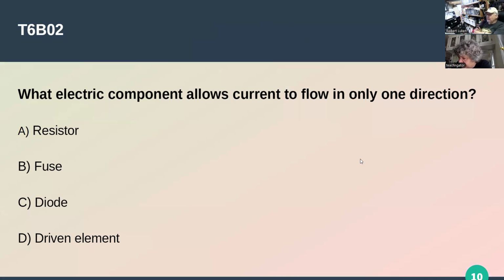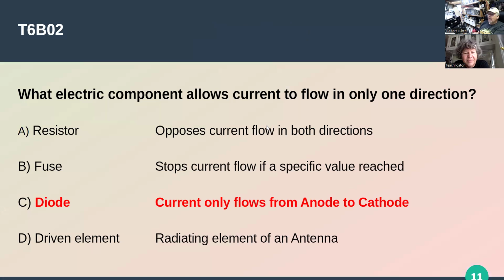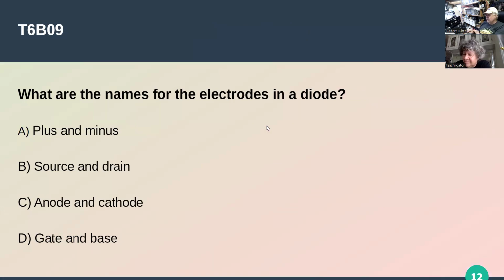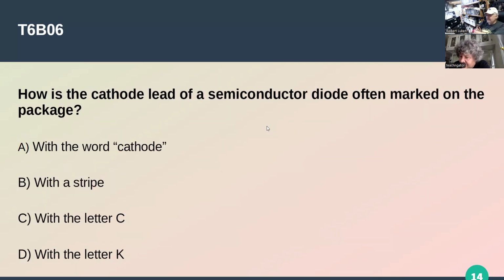So what electric component allows current to flow in only one direction? Charlie. What are the names for the electrodes in the diode? Charlie. How is the cathode lead of a semiconductor diode often marked on the package? With the word cathode, with a stripe, B, Bravo.